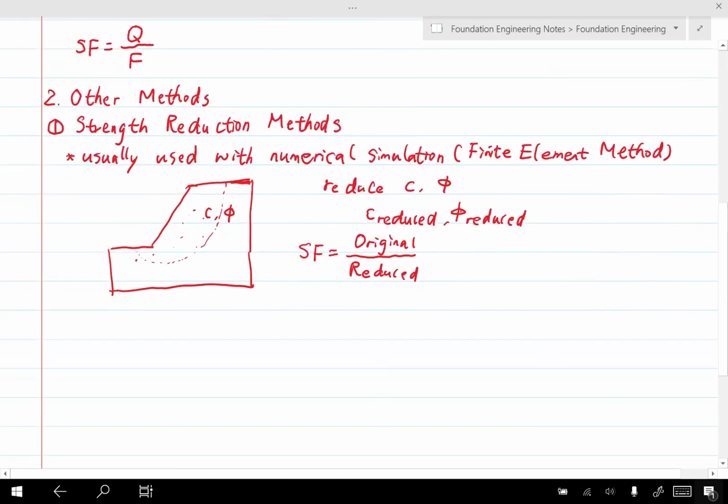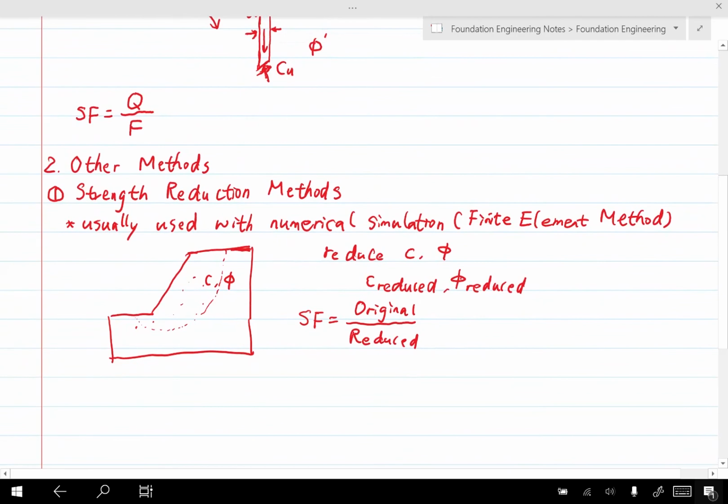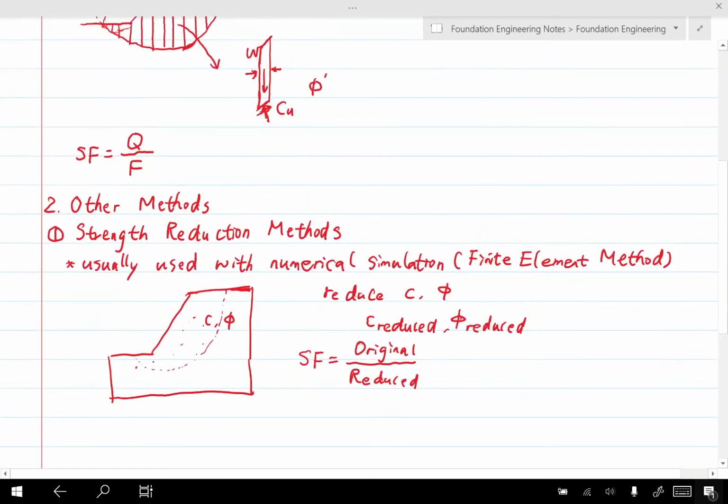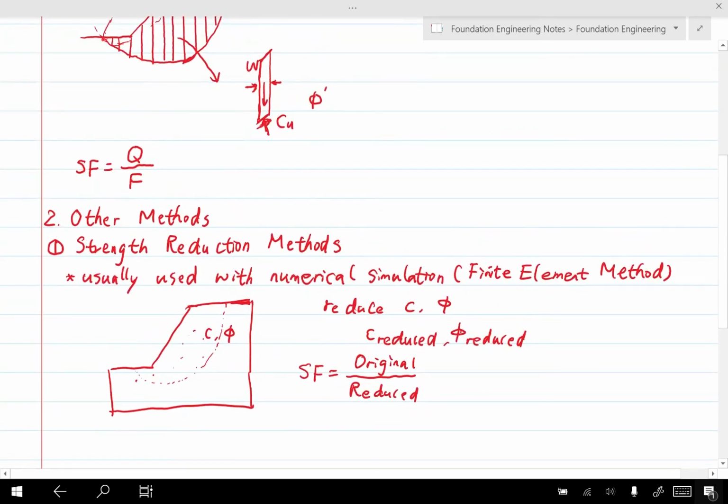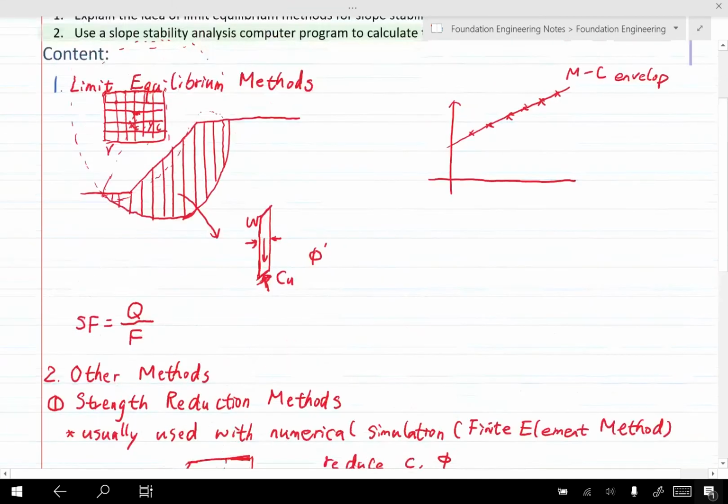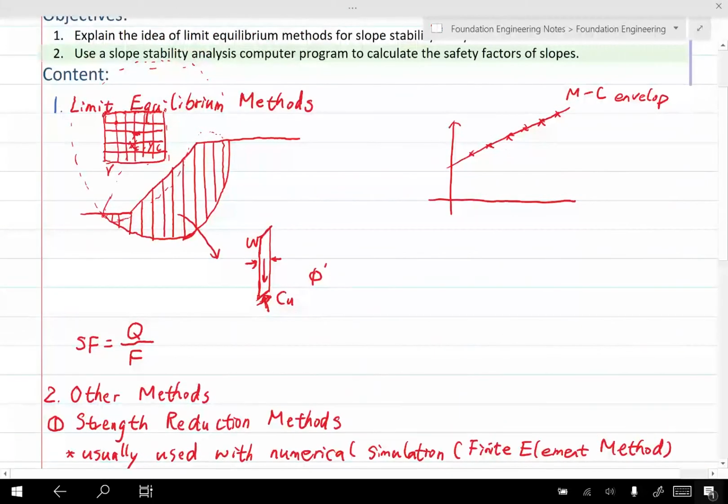That's what we need. And many studies have been done to compare the accuracy of the strength reduction methods and the limit equilibrium methods. Usually they can give pretty close predictions. The difference could be less than 5%.